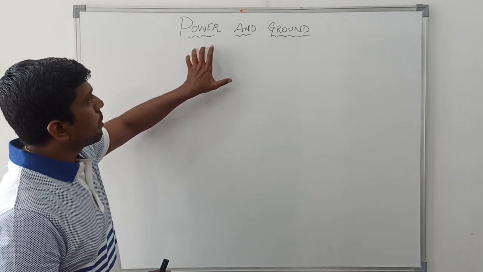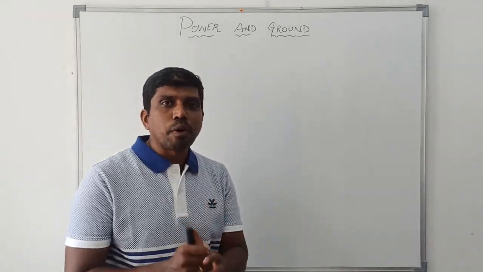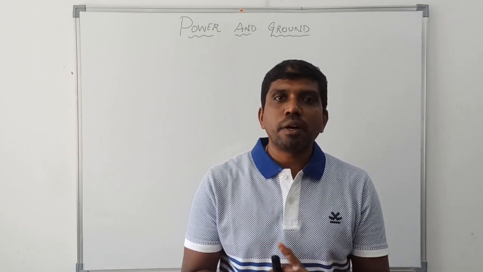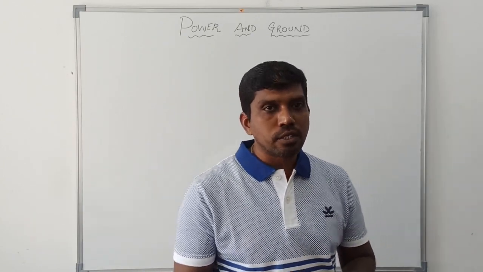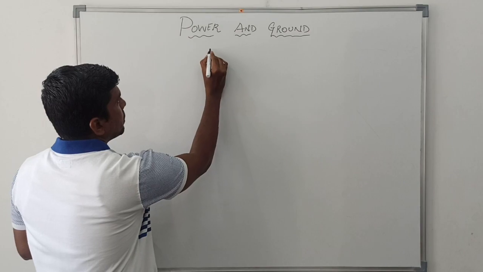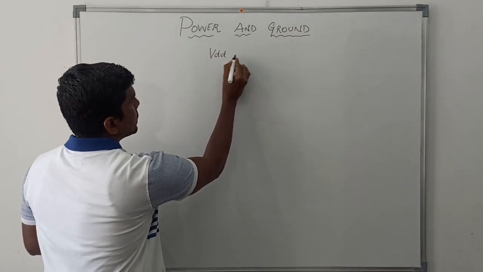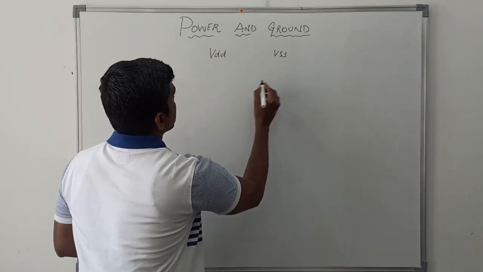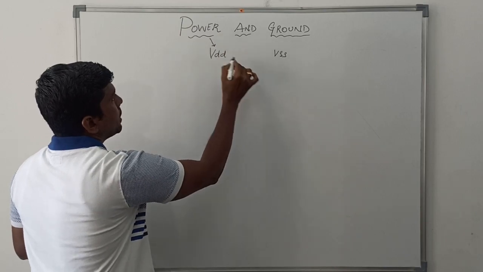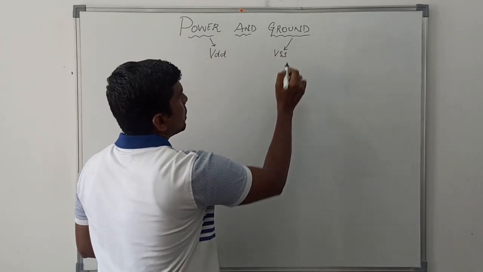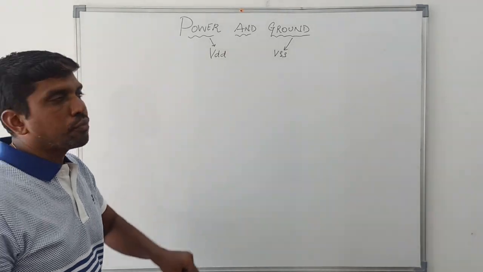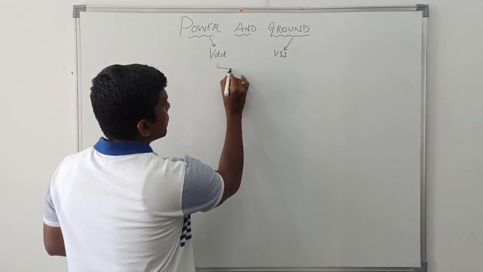So today's topic is power and ground. So what is power and ground? In our mind, power suddenly strikes as VDD, and ground as VSS. So power in the sense it's a VDD, ground in the sense VSS. So it's the sources of power and ground.